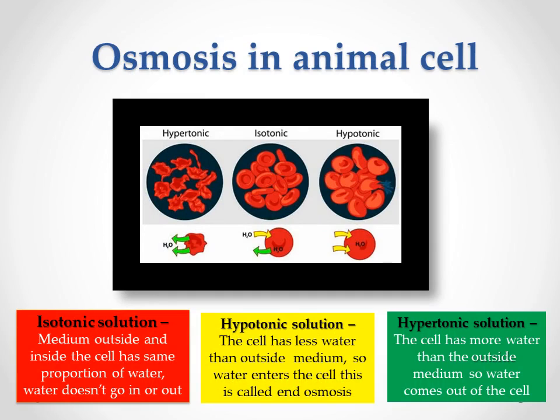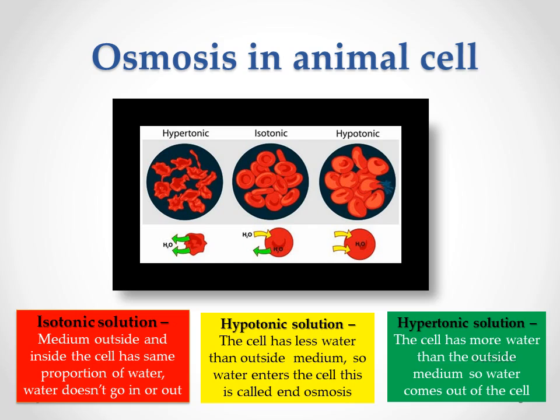Here we can see the process of osmosis taking place in animal cells. It is a physical process with three possibilities. The first one, isotonic solution. What do you mean by that? When the medium outside and inside the cell has the same proportion of water, water doesn't go in or out.